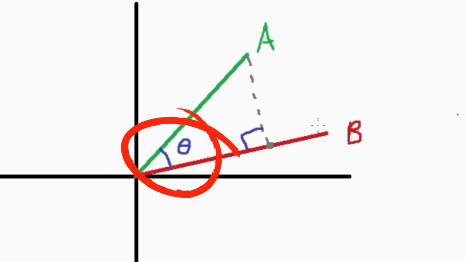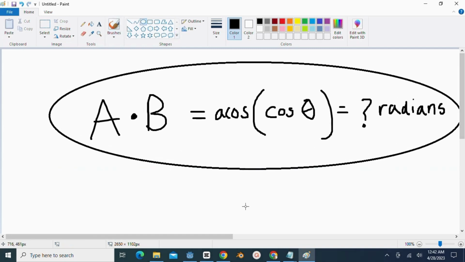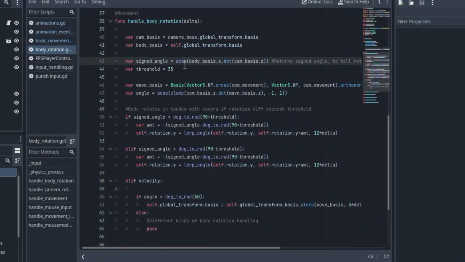This means with theta representing the angle in degrees, in Godot we can get the angle between the two vectors if we cancel out cosine with its inverse, arc cosine. This will give us the desired angle in radians. See, that wasn't too bad. And guess what? It all paid off because now in Godot, this angle can be easily calculated with this line of code right here. But I did a little thing.